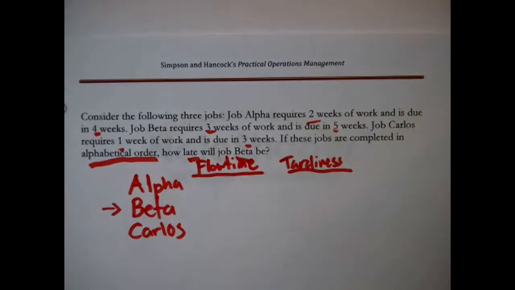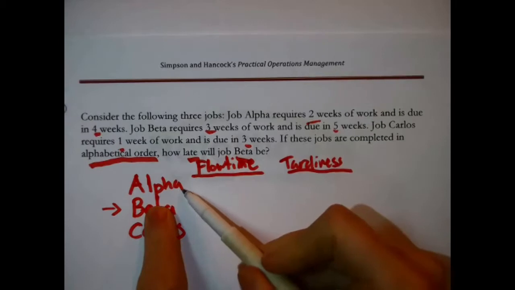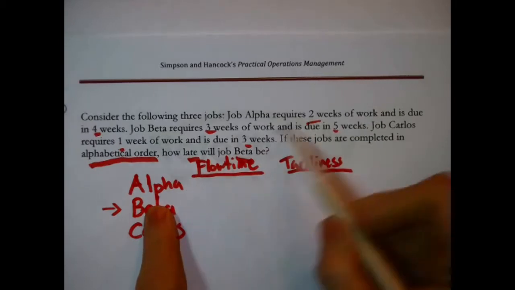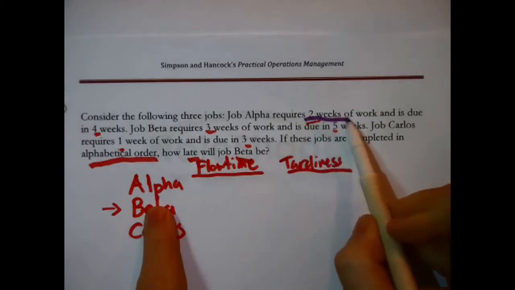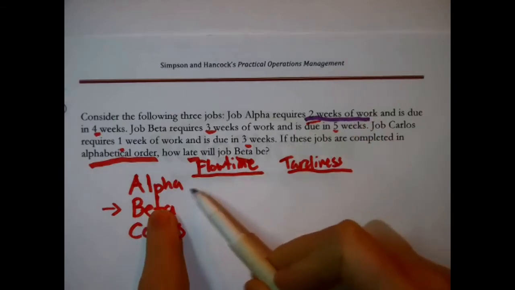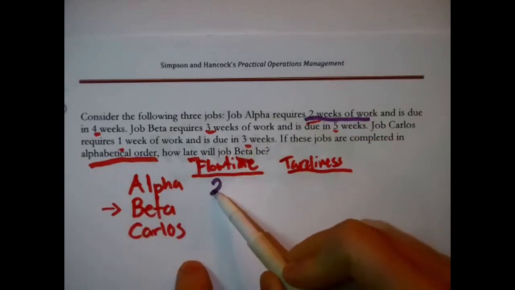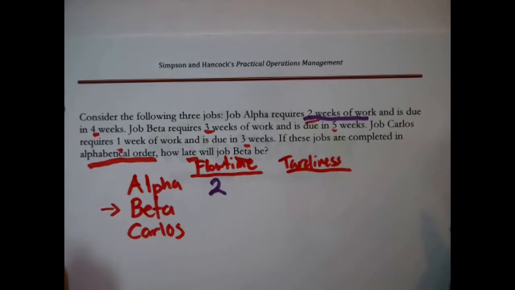Now, flow time first. For flow time, you begin with the first job. The first job is called alpha. Look up the duration: requires 2 weeks of work. Alpha is going to be done first, so the flow time of the first job is its duration. The flow time's 2 weeks. It'll be finished in 2 weeks.